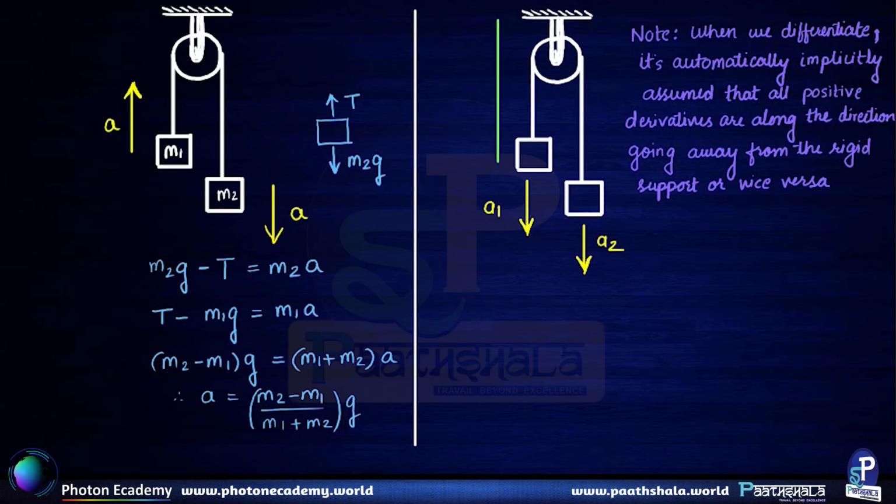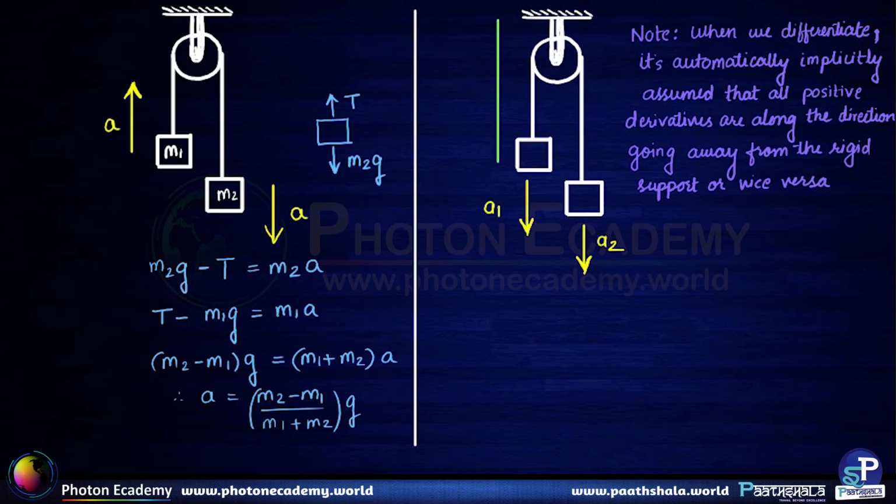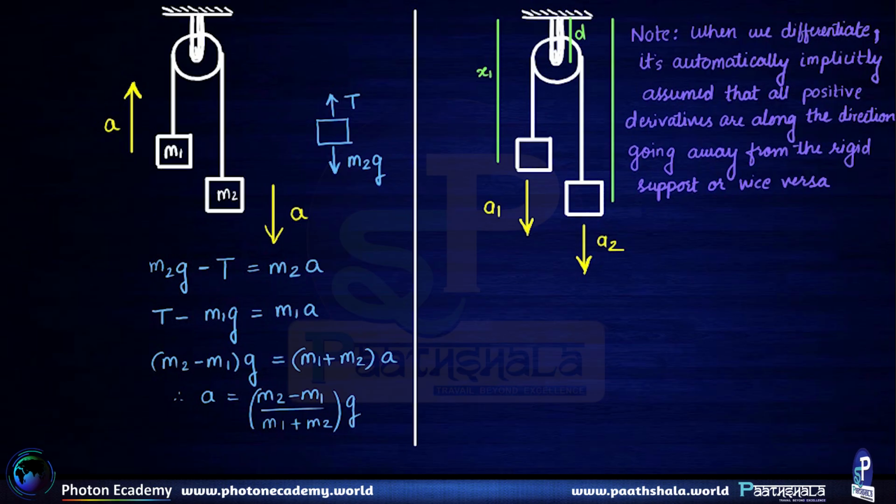So in order to find out the relation between the accelerations, we assume the distance from the rigid support to the mass m1 to be x1, the distance from the rigid support to the mass m2 to be x2, and the distance from the rigid support to the axle or the center of the pulley, which is a constant value, to be d. So this is d, this is x1, and this is x2. And let's assume that the radius of the pulley is r.